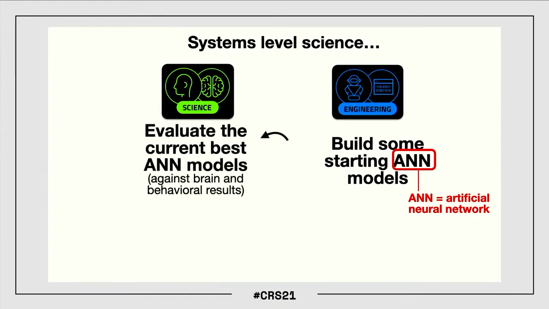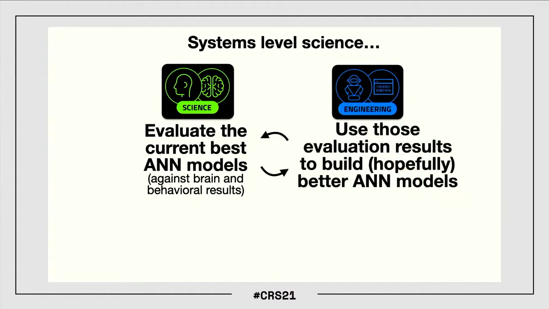So we have ANNs as starting models, and then we're going to evaluate them. Let's build some, let's try our best, let's evaluate them against the neural data and the behavioral data and see how well they work. And of course, no models are going to be perfect, so we're going to come back and use those evaluations to hopefully build some better ANN models.